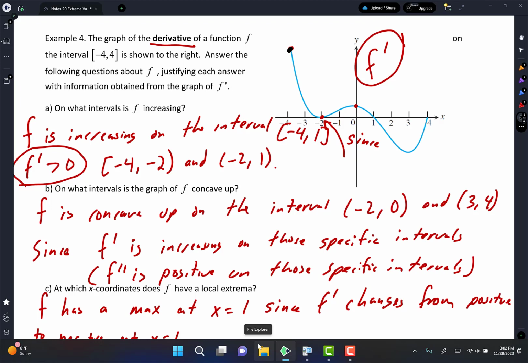No, f prime decreases. F prime is positive, still on the positive half, so it's increasing. So that means at -4, that is a... is it a max or is it a min? Min. It's a min.